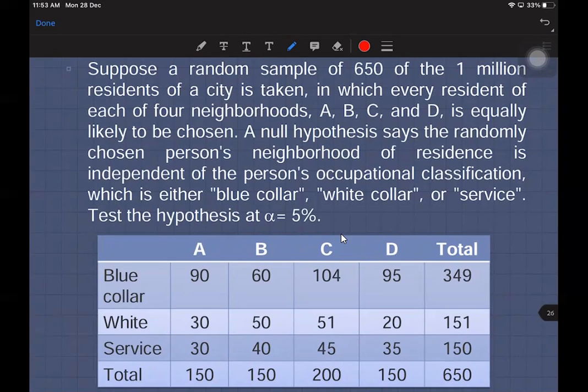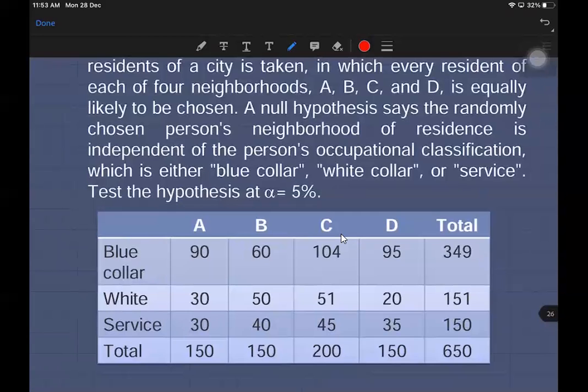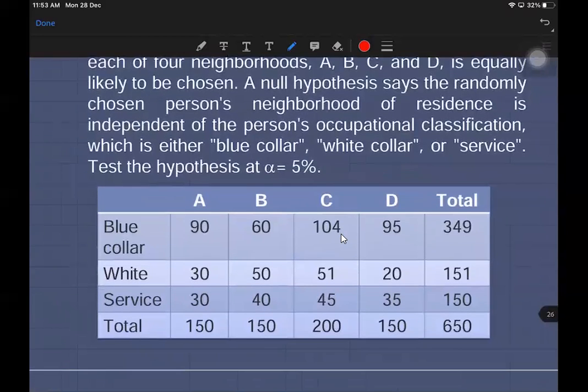So in which every resident of each of the four neighborhoods, A, B, C, D, is equally likely to be chosen. The null hypothesis says the randomly chosen person's neighborhood of residence is independent of the person's occupational classification, either blue collar, white collar, or service. The test of hypothesis is at alpha equals 5%. So use the 5 steps.